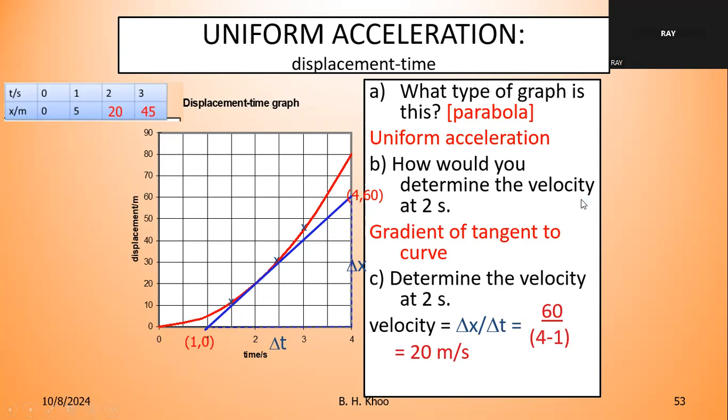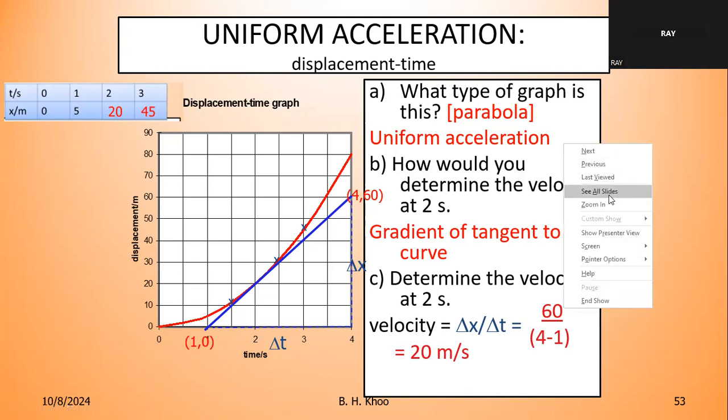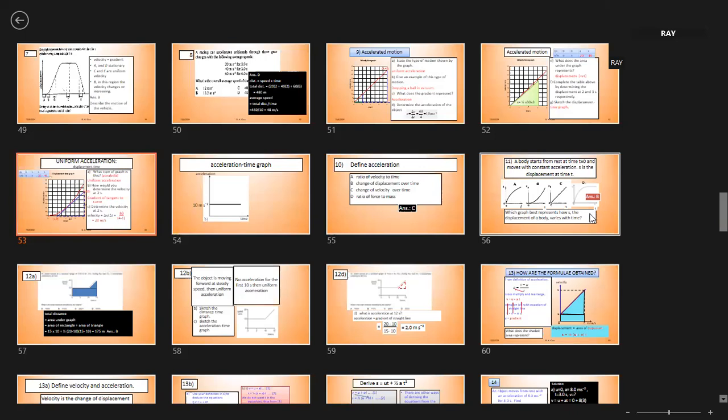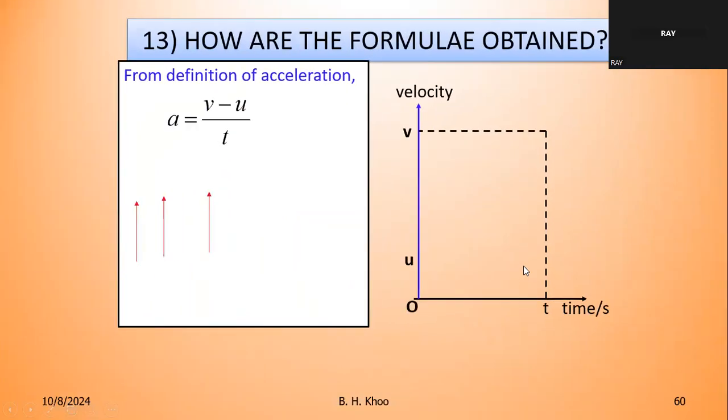Okay, if not, we'll carry on. We'll carry on deriving the formula. As I say, try the question afterwards. Okay, this is number 13. How are the formula obtained? You need to know how to derive. Right? This formula is for uniform acceleration. A is acceleration, V is the final velocity, U is the initial velocity, T is the time taken for the change from U to V.